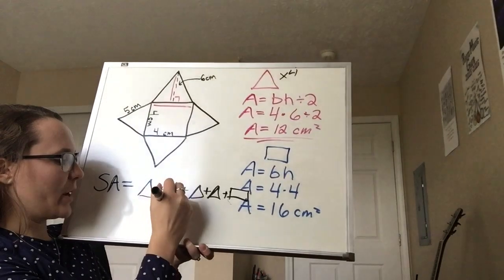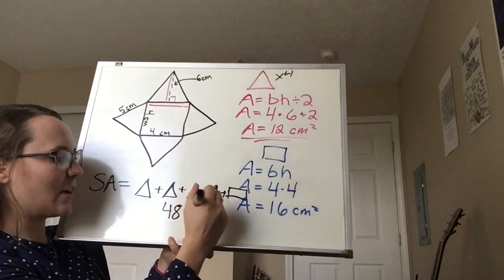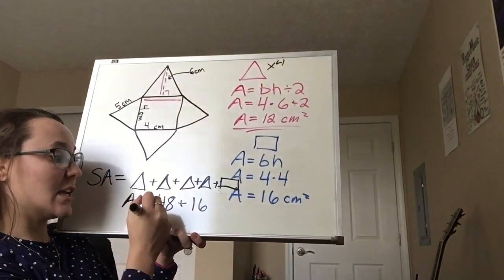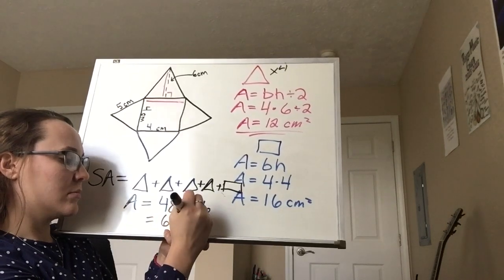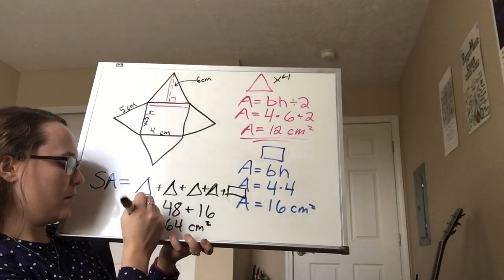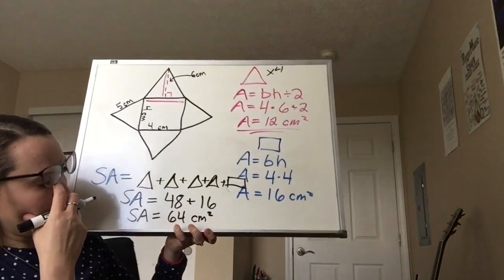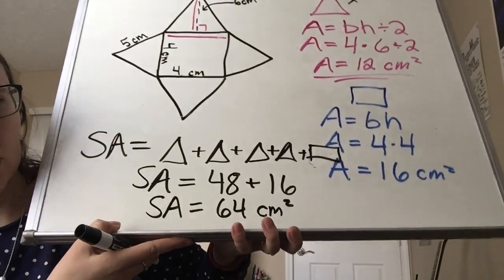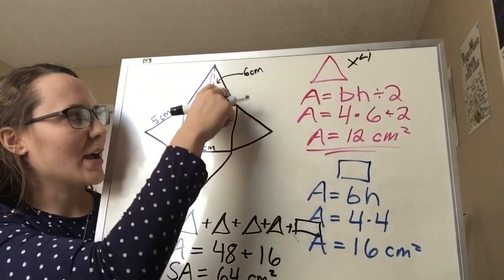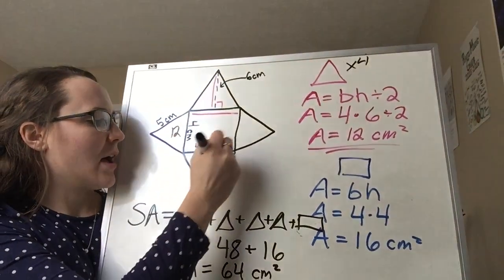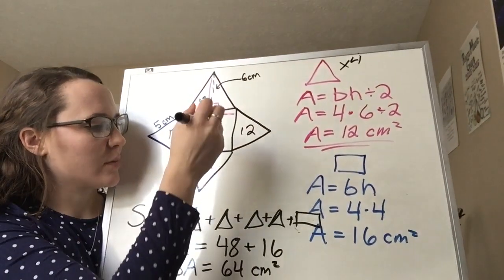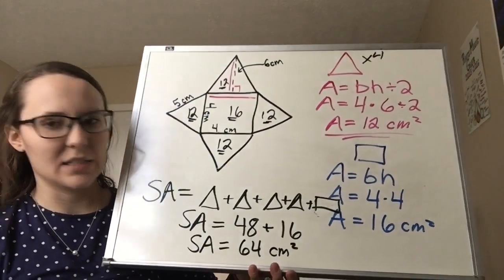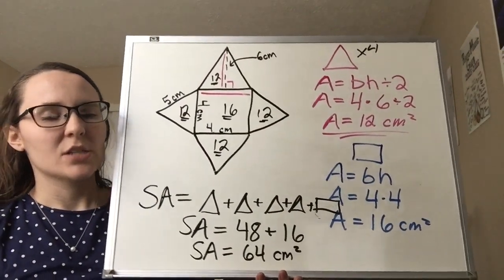12 times 4 is 48. So 48 plus our rectangle of 16. So 48 plus 16 is 64 centimeters squared. Oops, SA, not A, SA. So our answer is 64 centimeters squared because we had 4 triangles. So if each one of these was 12, 12, 12, 12, and then this one was 16, when we add up all of those, we would get 64 as our answer. Okay? So that's how you would use a net.